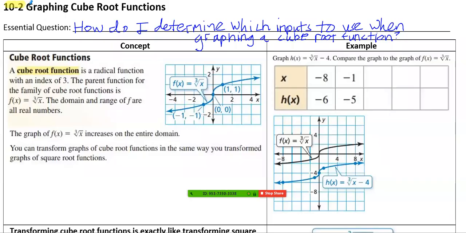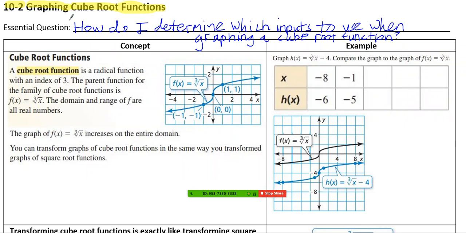10-2, graphing cube root functions. What? Two sections in a row and two new functions? This is out of control. We've studied absolute value functions, linear functions, exponential functions, quadratic functions. In 10-1, we did square root functions, and today we're doing cube root functions. Hopefully you see what's happening here.